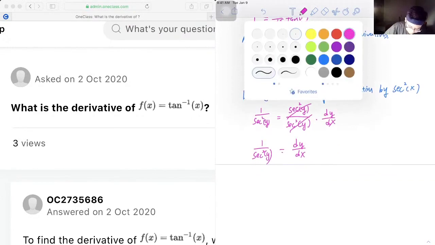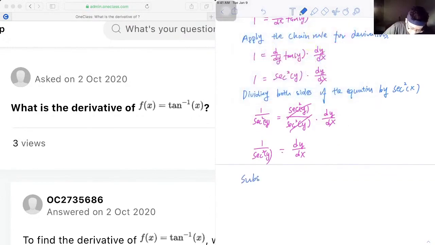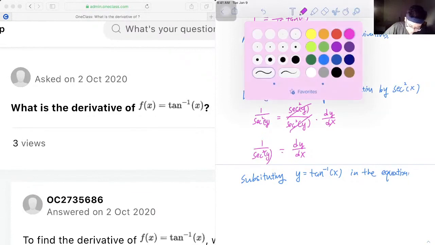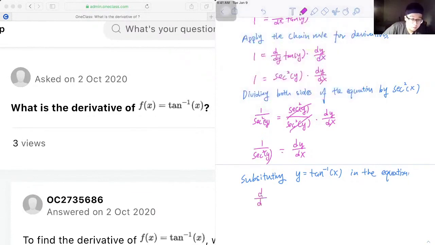And then we need to substitute y is equal to tangent x inverse in the equation. So we will have d/dx of tangent negative 1 x is equal to 1 over secant y squared.